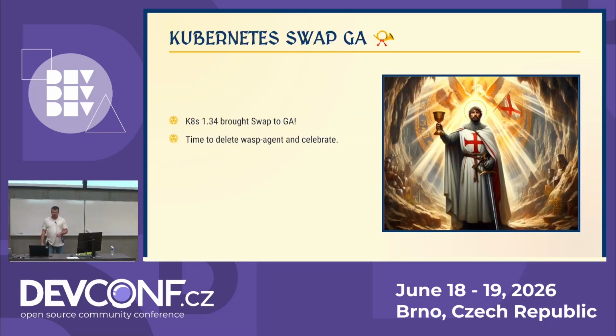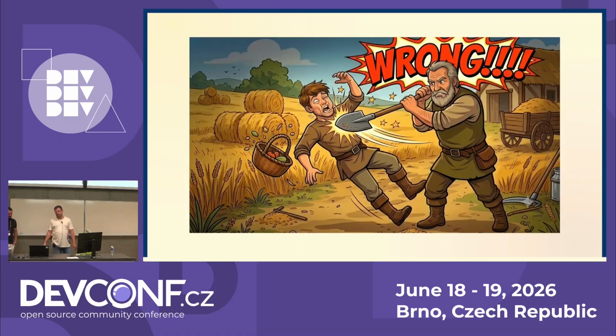Okay, so now we have Kubernetes GA. Obviously, it was in Kubernetes 1.34, and we have OpenShift, which is our downstream of Kubernetes. So we were thinking, okay, we will just rebase. We will take that feature and we can deprecate wasp-agent, which will, of course, save our time as the maintainers. Right? So once again, wrong.